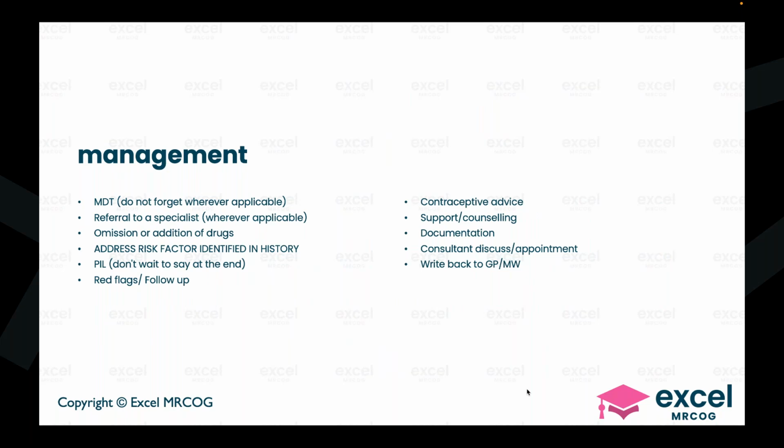If you don't know what dose of botulinum is used, for example, for OAB, that's not your fault because you are the ST5. You're not the urogynecologist who's going to do it. So you need to address the basics. Do not forget PIL. Very important. It's very important to mention a patient information leaflet.